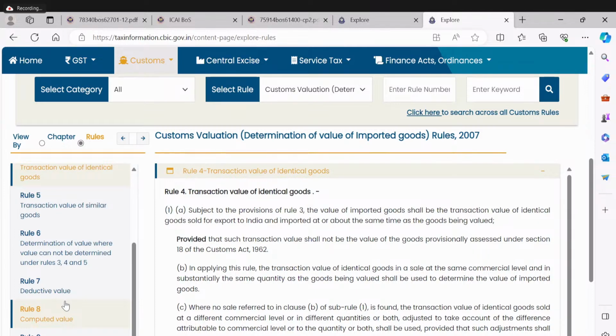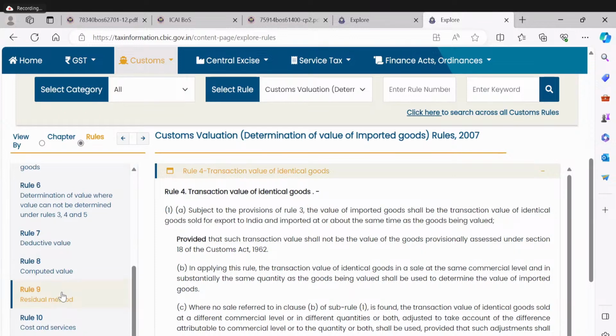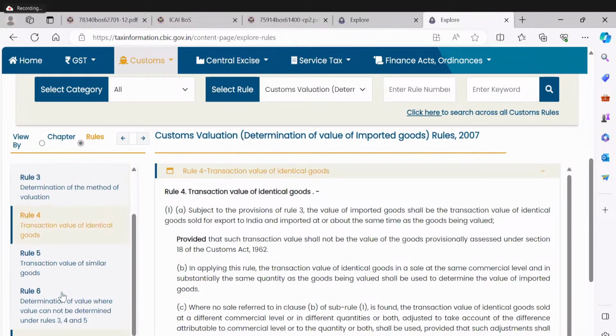But then a specific definition for similar goods is also there. If that can also not be accepted, then we have to go to the deductive value, computed value. There we have a specific procedure that how we have to, which all costs we have to deduct. And we have to arrive at the value for these goods. And then computed value, then we have the residual method. So all these rules have to be applied sequentially.